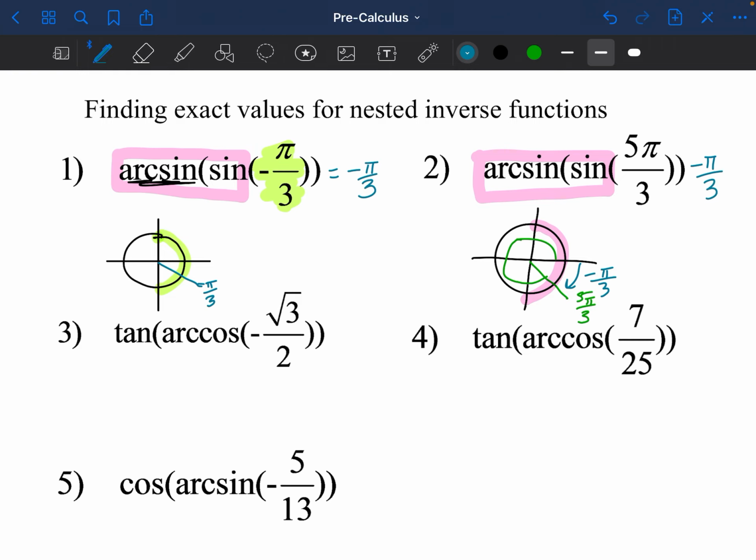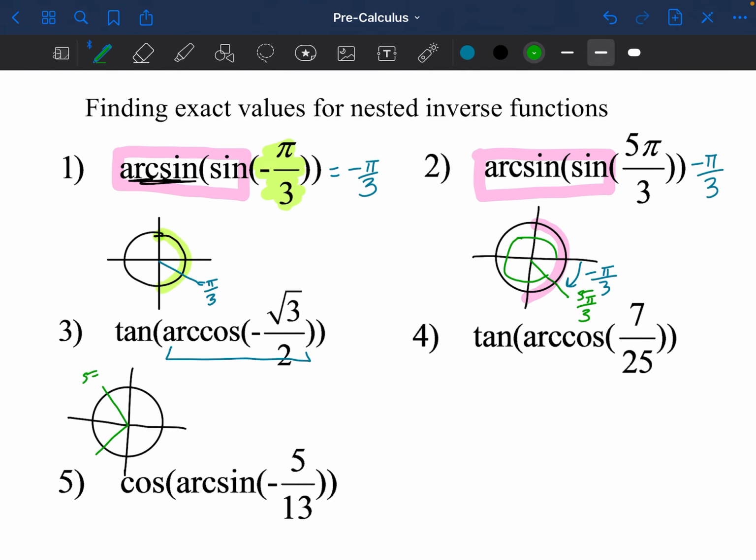When we have two different trig functions nested within each other, well, then we have a little extra step. We're still going to start at the inside. I'm going to look at arc cosine of negative square root of 3 over 2. So I'm starting with arc cosine. We're like, at what location does cosine equal this? And we go to our unit circle. And we see that cosine equals negative square root of 3 over 2 at 2 locations. Looks like that happens at 5 pi over 6 and 7 pi over 6.